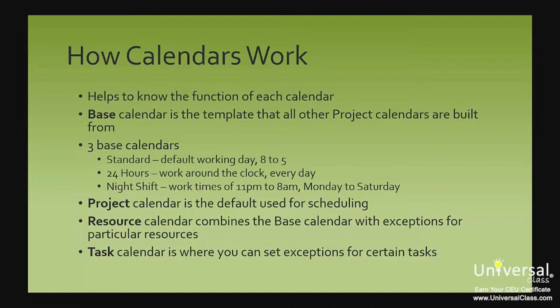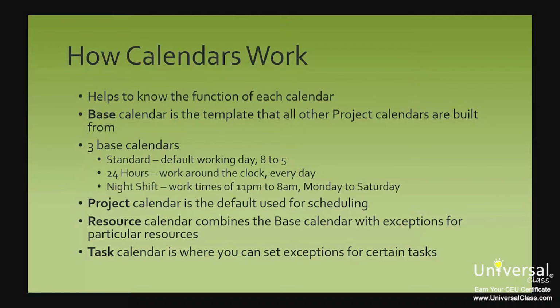A base calendar is the template calendar that all other project calendars are built from. There are 3 base calendars: Standard, 24 hours, and Night Shift. Standard reflects a default working day as 8 to 5 with an hour built in for lunch. This is Monday through Friday. 24 hours allows work to go on around the clock every day of the week. The Night Shift template sets the working times as 11 PM to 8 AM with an hour for dinner and a Monday through Saturday work week.